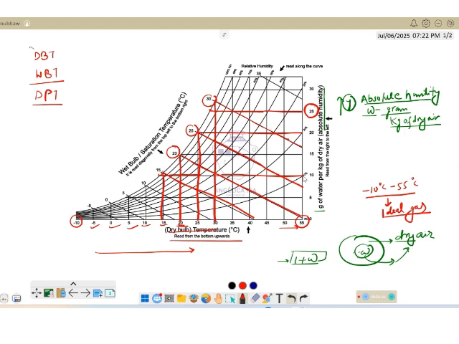But in this case, we need to discuss that if we want to determine any property, then we need two independent properties.